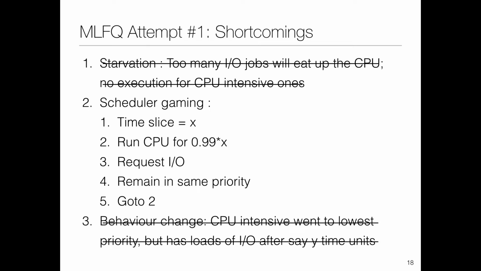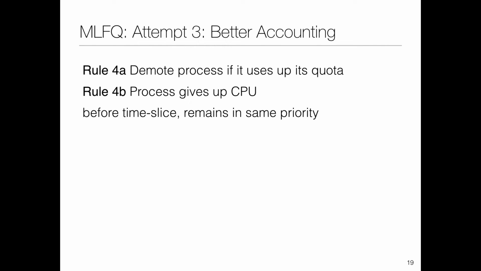Okay, so we have solved two of the problems. We have solved the starvation problem. We have solved the behavior change problem, both of them by having the priority changed after every S seconds, the priority boost. But we've still not solved the scheduler gaming problem. One of the reasons why this was a problem was because of rules 4A and 4B, which could be gamed. Rule 4A said to demote a process if it executes its own quota, and rule 4B said that if a process gives up the CPU before the time slice, then it remains in the same priority. So 4B is the one which we really need to make some changes to.